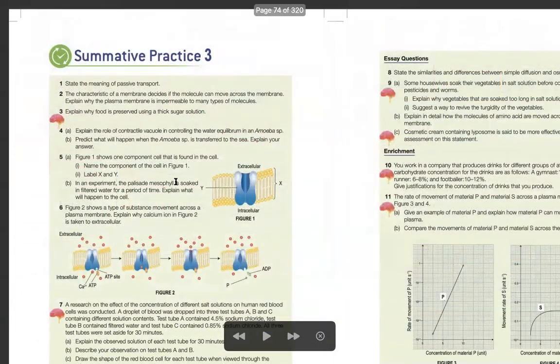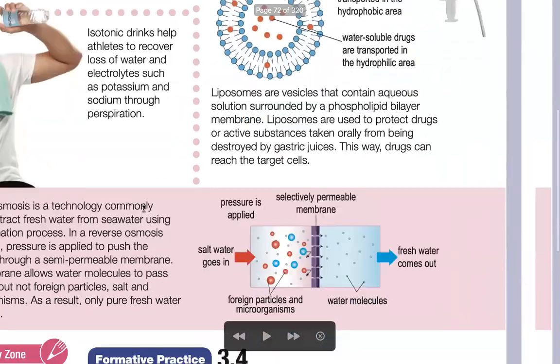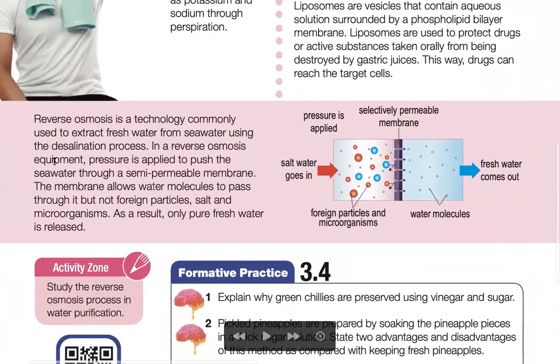Okay, I think that's all. Oh, there's one more thing here. Okay, reverse osmosis is a technology commonly used to extract fresh water from seawater using desalination process. A reverse osmosis equipment, okay, a pressure is applied to push the seawater through semi-permeable membrane. Okay, the membrane will allow water molecule to pass through it, but not foreign particles, salt, and microorganisms. As a result, only pure water is released.